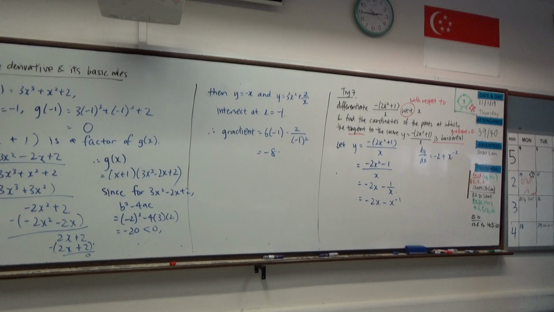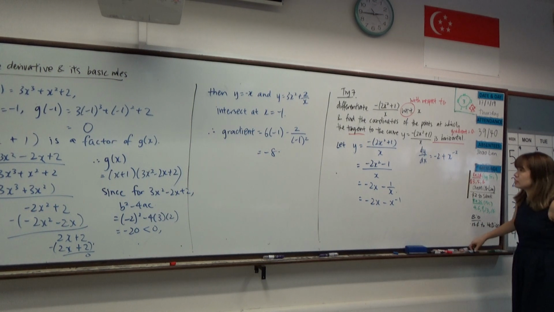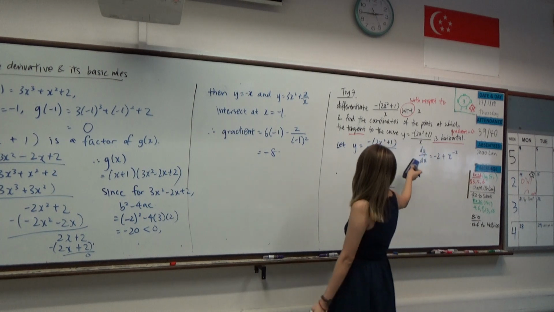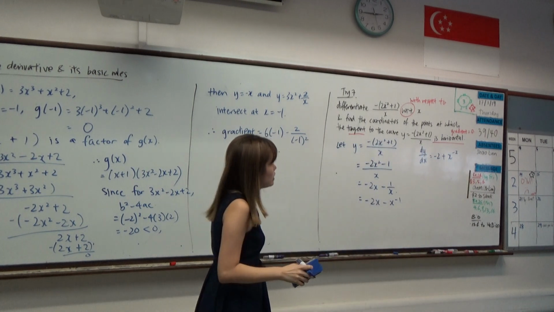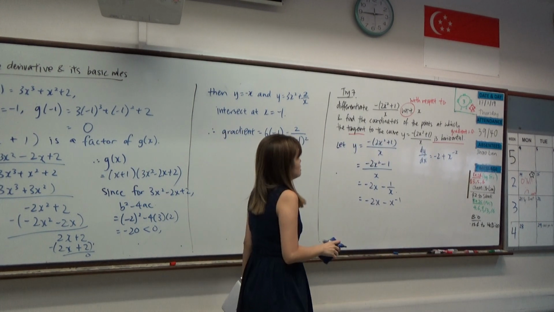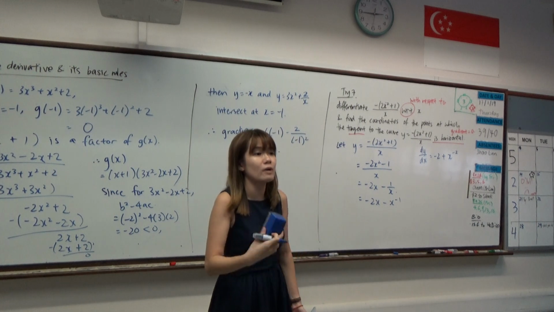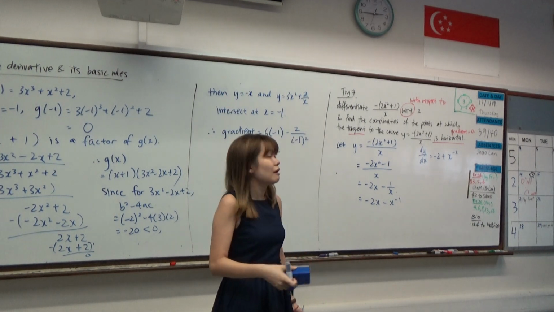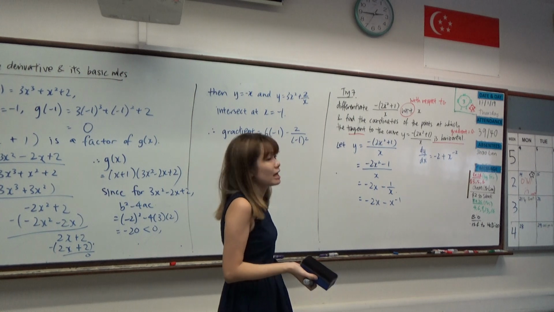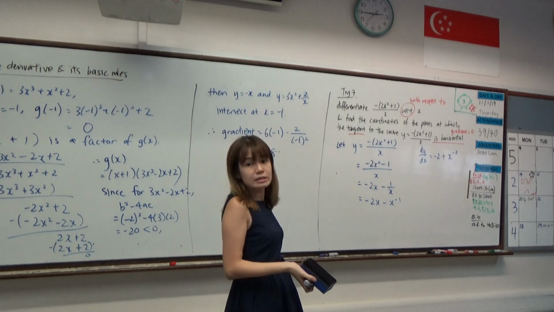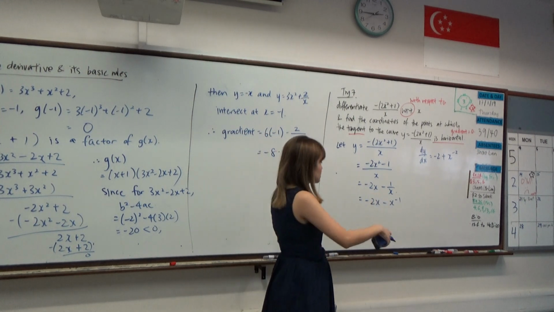So the gradient will be 0, right? So in this case, using the derivative, we now know that dy over dx is going to be equal to 0. Then we will work backwards to find the value of x, and after that we will be able to get the y coordinate as well. You understand what I'm saying? So this is a reverse process.